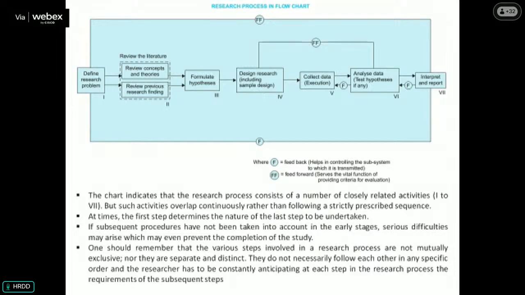So you have collection of data. The next step, you start analyzing, that is, collecting the data with the help of equipment or instruments.